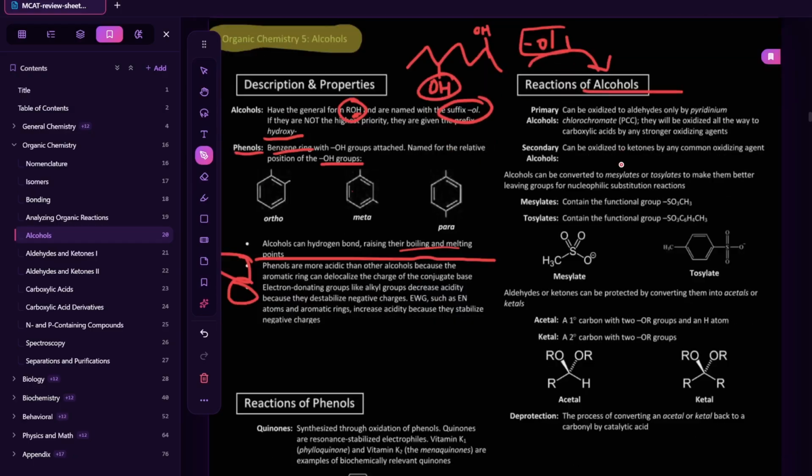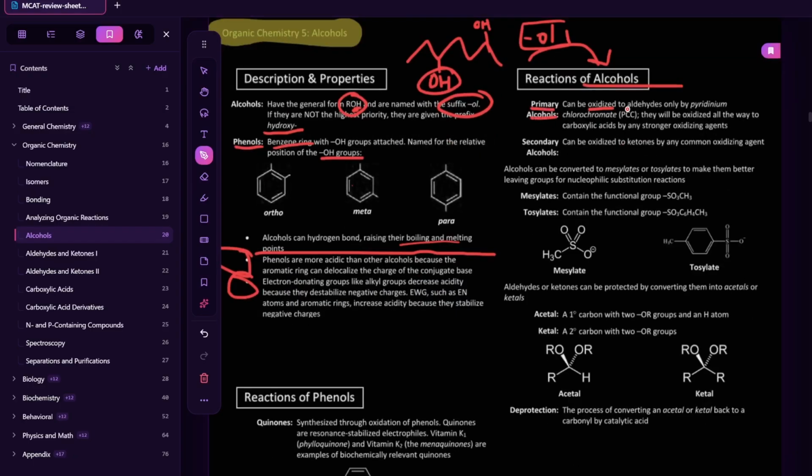So alcohols can go through reactions. Primary alcohols can be oxidized to aldehydes only by PCC, which is otherwise known as pyridinium chlorochromate, and they will be oxidized all the way to carboxylic acids by any stronger oxidizing agents. Secondary alcohols can be oxidized to ketones by any common oxidizing agent. Alcohols can be converted to mesylates and tosylates to make them better leaving groups for nucleophilic substitution reactions. Remember, these nucleophilic substitution reactions we already talked about, SN1 and SN2.